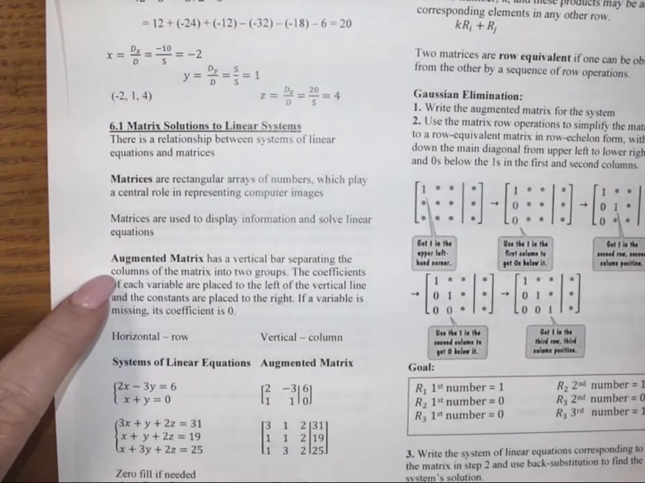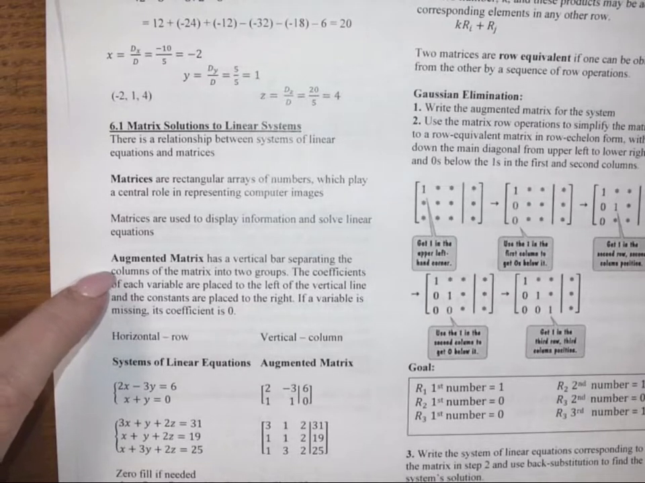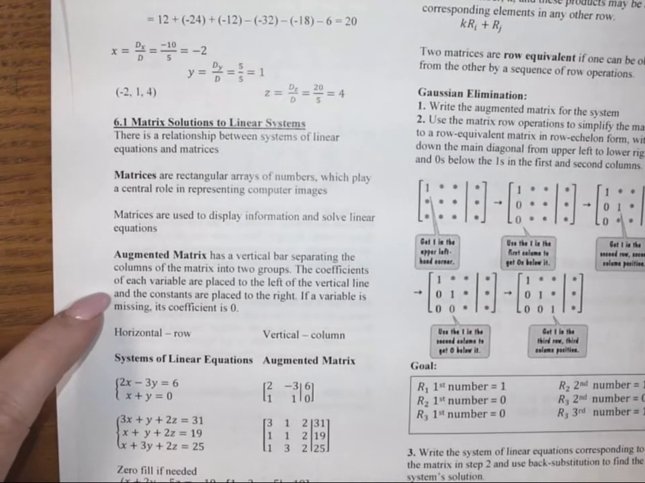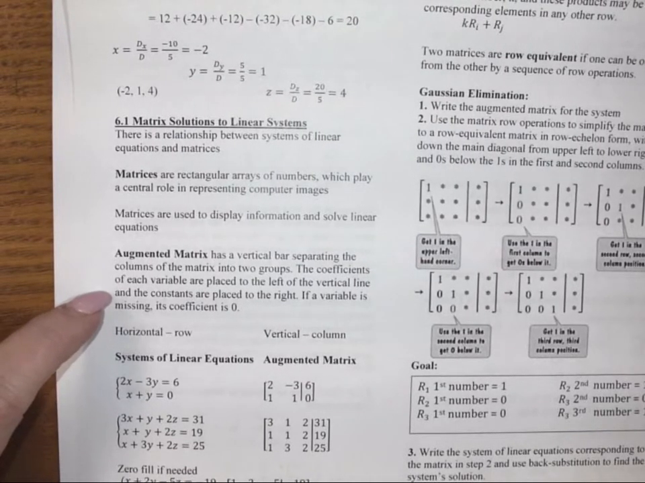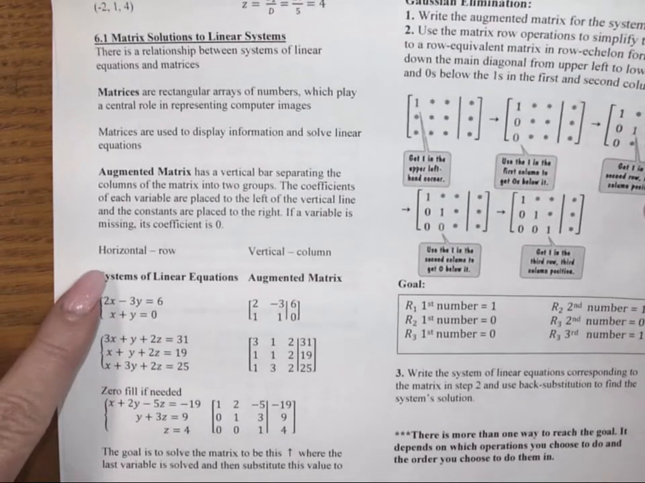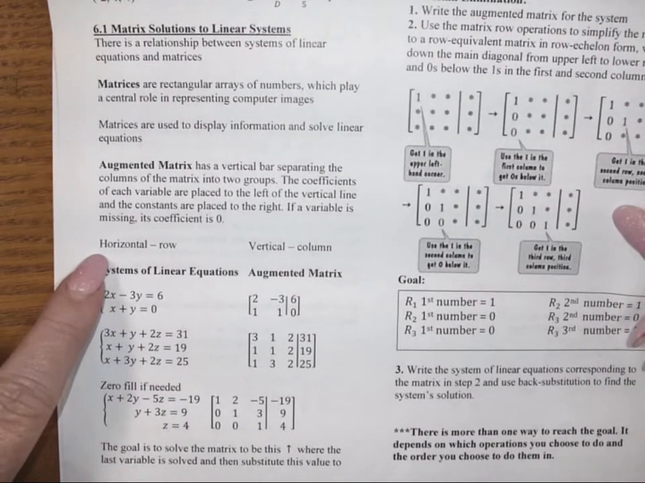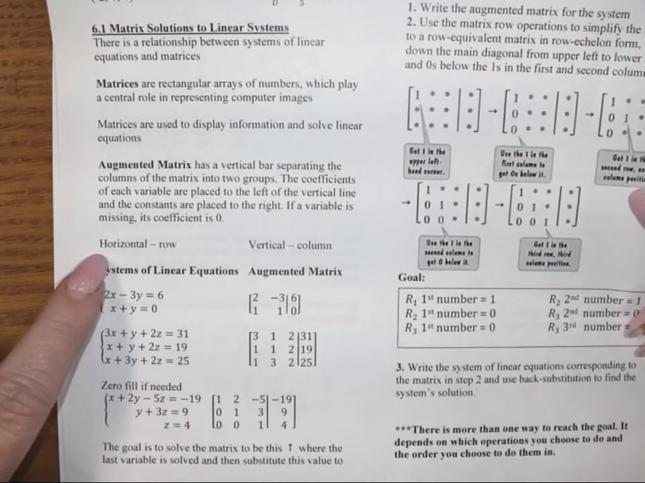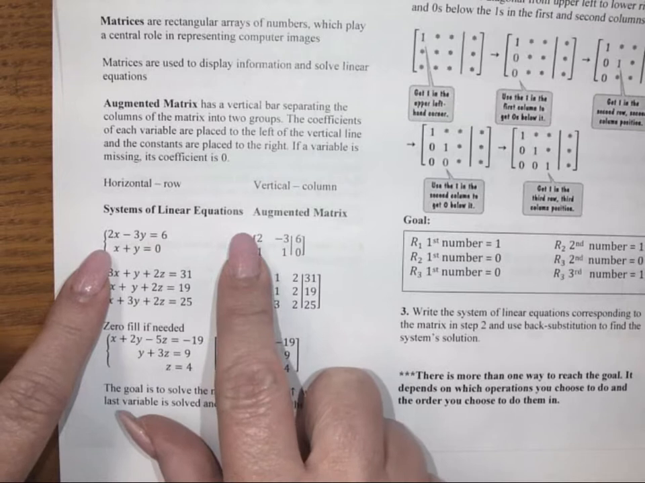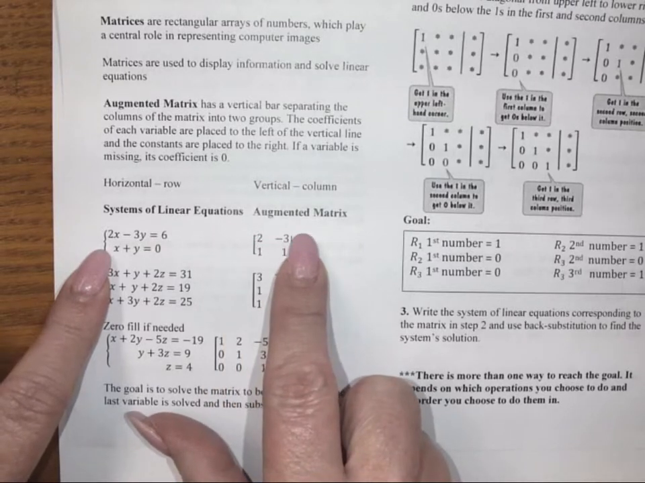An augmented matrix has a vertical bar separating the columns of the matrix into two groups. The coefficients of each variable are placed to the left of the vertical line, and the constants are placed to the right. If a variable is missing, its coefficient is 0. So horizontally, they are rows, vertical are columns. So if we're looking at a system of linear equations, this is going to be the augmented matrix.